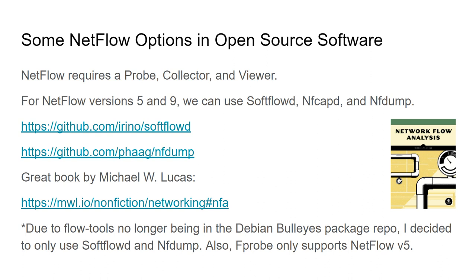In the system that I'll be using, I was simply able to install them using the Debian package manager. I didn't have to do anything special. And that's actually one of the reasons why I didn't use flow-tools. Flow-tools does not seem to be supported, or it's not in the Debian Bullseye package repo anymore. And one of the tenets of this channel is to make it as easy as possible for people to replicate these results. So I didn't want to make it more difficult by having to download source code and compile it and all that. So for this demonstration, we're going to be using softflowd as our NetFlow probe. We'll use nfcapd as our NetFlow collector and nfdump as our viewer.